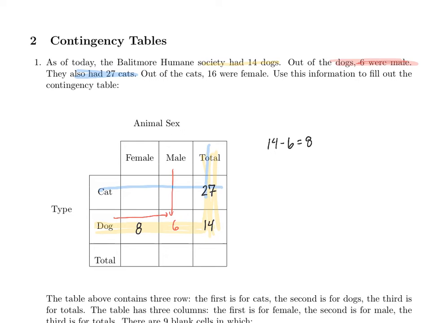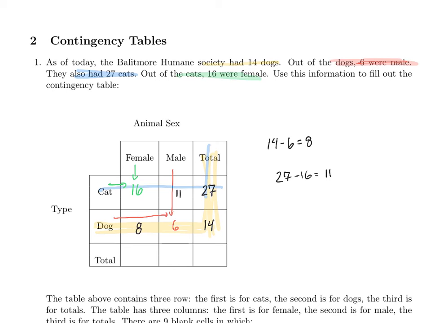Out of the cats, 16 were female. So coming over here, cats and female, there are 16 of them. Now if there were 16 cats that were female and 27 total, I can take 27 minus 16 to get 11, and that means 11 of my cats were male.